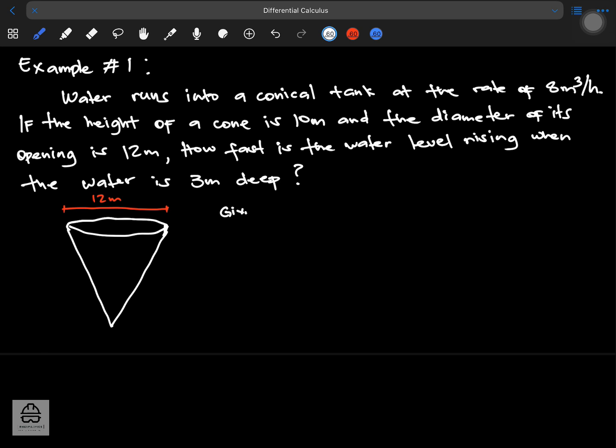So let's write our givens here. So we have the change in volume with respect to time. That's 8 meter cubic per hour. The height of a cone is 10 meters. The question is, how fast is the water level rising when the water is 3 meters deep? So we have a water here which is 3 meters deep.